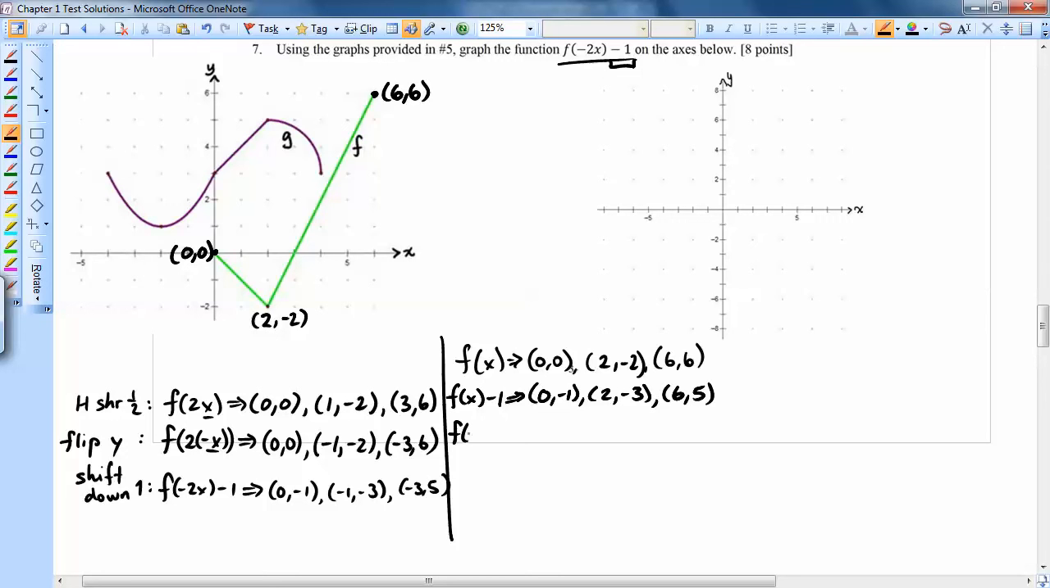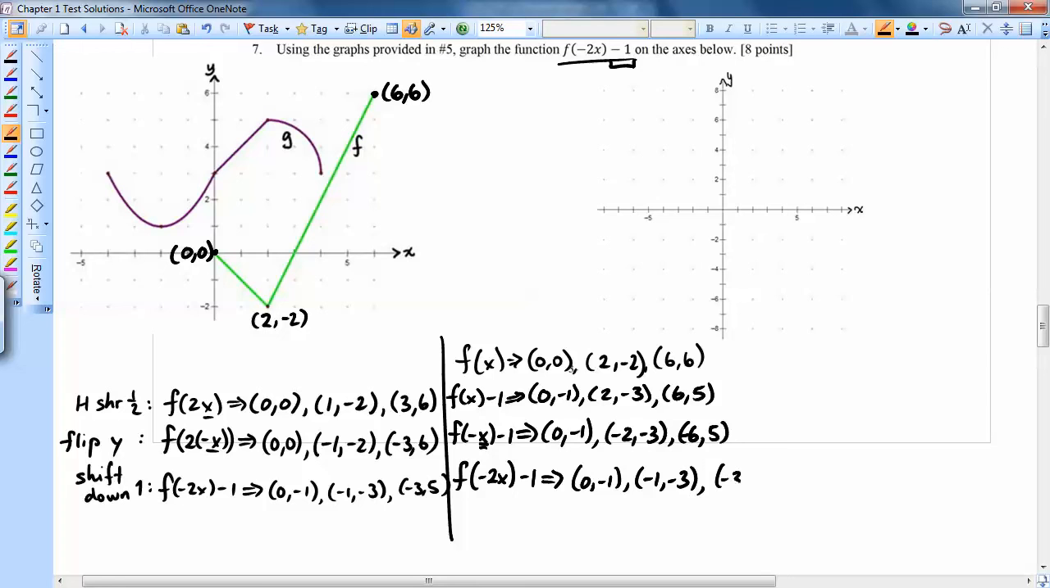Then let's say that I decided to flip it, right? So that's going to flip all my x values. (0, -1) stays the same because 0 doesn't switch signs at all. (-2, -3) now happens, and instead of (6, 5), it's (-6, 5). And then I need the horizontal shrink. So I'm going to replace the x with a 2x, right? That's the horizontal shrink by a half. So then this is going to turn into (0, -1), (-1, -3), and (-3, 5). Same points that I had before, I just did it in a different order.